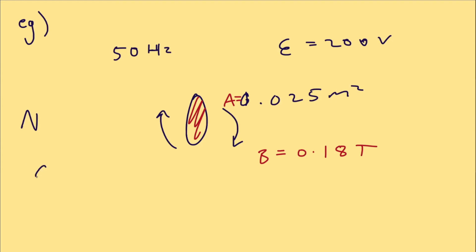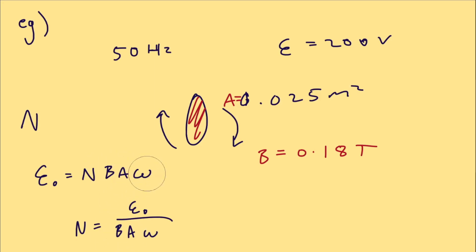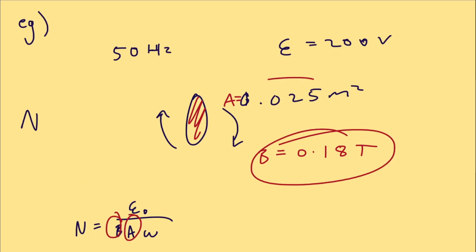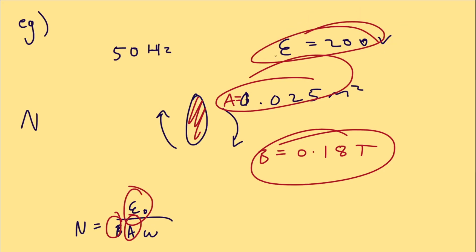And take our EMF formula, which is NBAω, and we can rearrange for N, giving us N equals EMF₀ over BAω. And EMF has a little zero because that means maximum EMF. So here's our formula, and what do we know? We know the magnetic field. We know the area. We know the EMF we're looking for. We just need angular velocity.